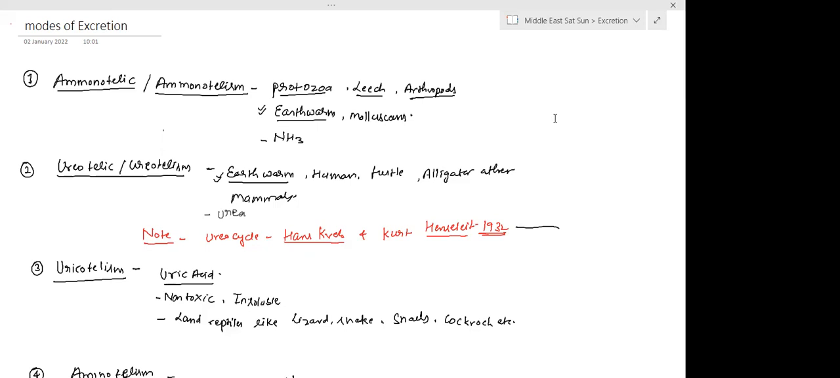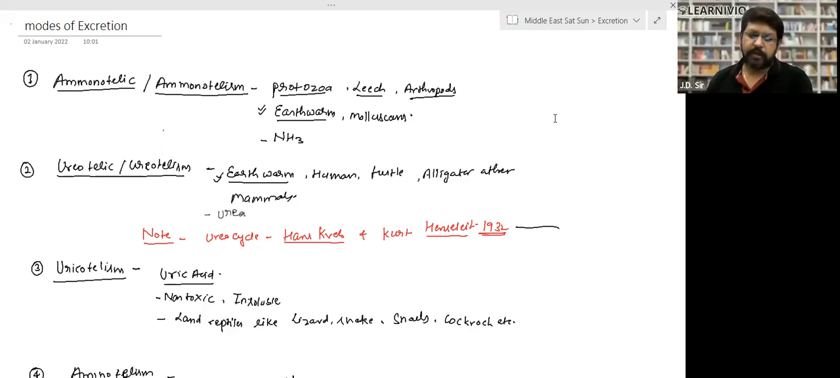We stopped at the function of kidney. Yeah, we have started the function of kidney.